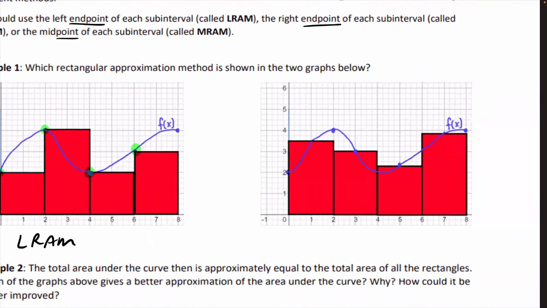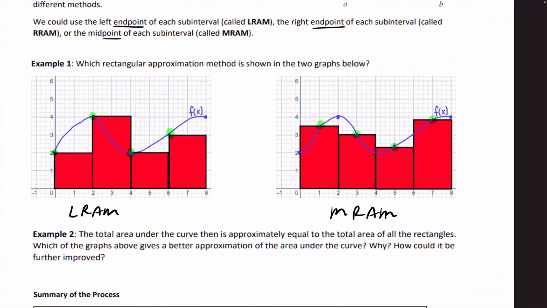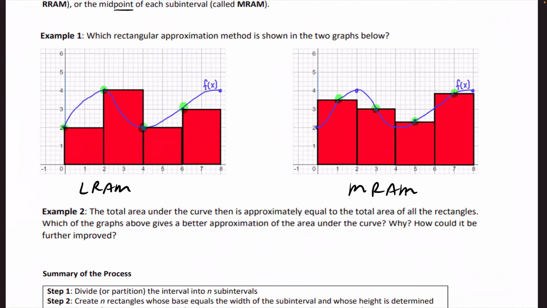The next one, which part of the blue is touching the rectangles? The left, the right, or the middle? Middle, right? Middle, middle, middle, middle. MRAM.